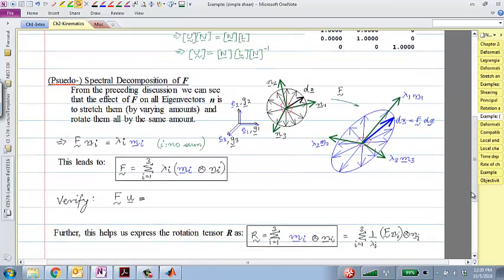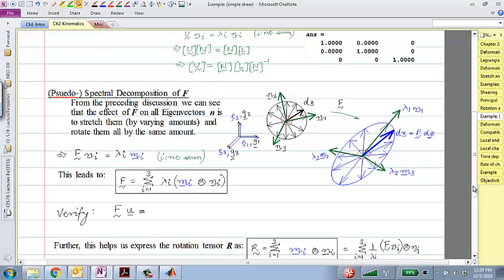Next time, which will be online, I'll discuss this pseudo-spectral decomposition, and hopefully we'll get to things like compatibility and changes in area and volumes. All right. So I'll talk to you on Friday online, and then the following Wednesday after the October break will also be online. Okay, question? Will we have a review session?